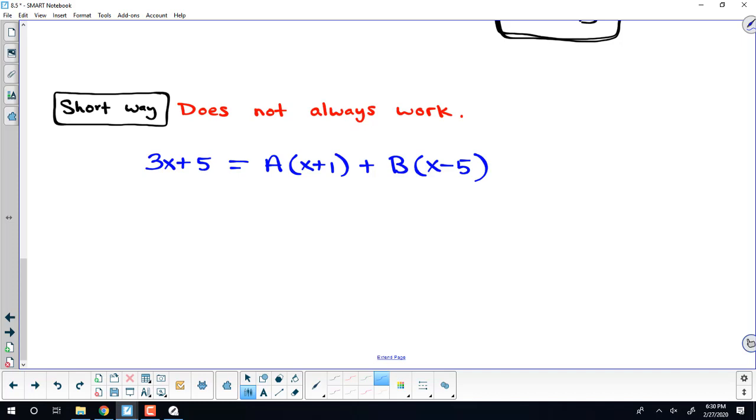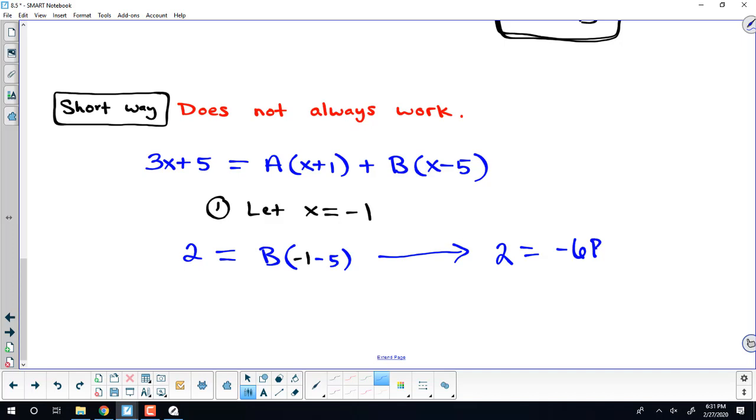So from here, instead of multiplying everything out, what we could do is, based on the factors next to A and B, there's two things we can do. One, we can let x equal -1, because if we let x be -1, then that's going to eliminate the A portion for us. So if x is -1, we have 3 times -1 plus 5. A times 0 is 0, and then we have b times -1 minus 5. Again, what that tells us is we've got 2 equaling -6b, or b is -1/3. I'm sorry, my arrows are really bad.